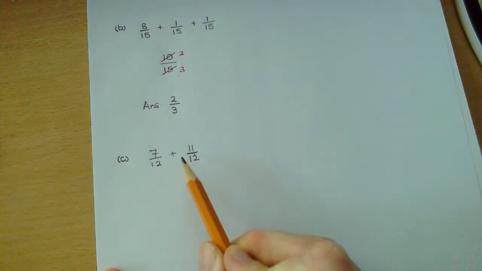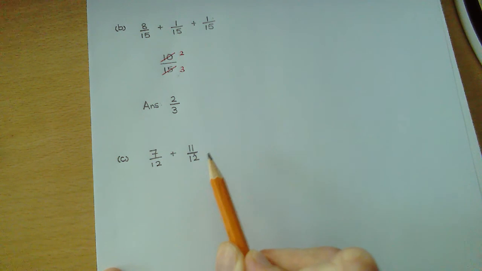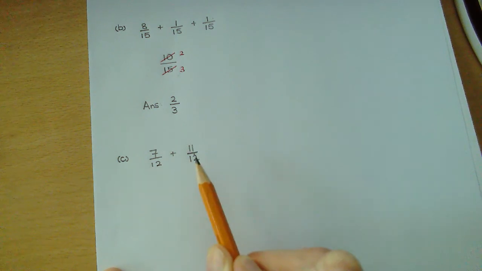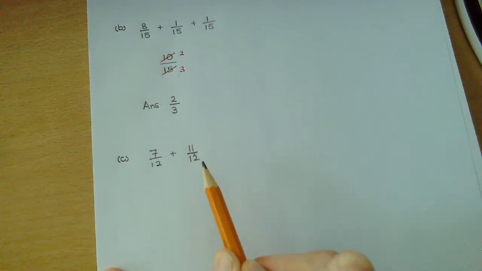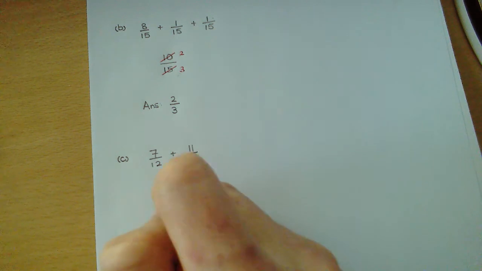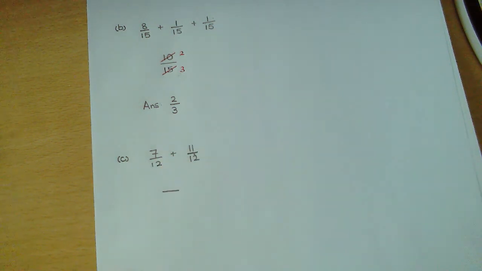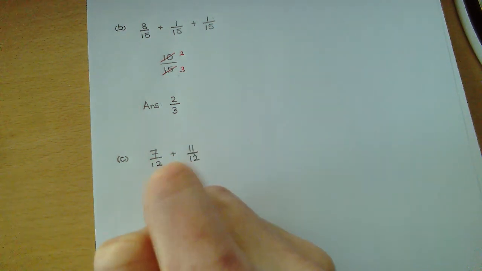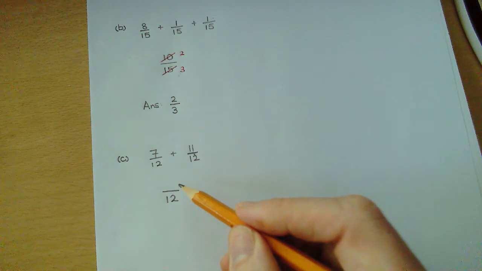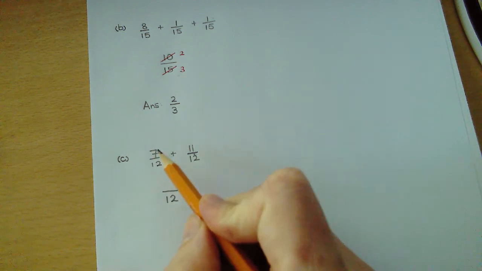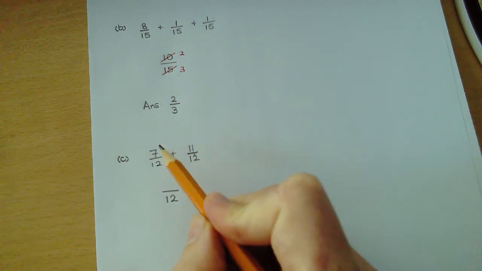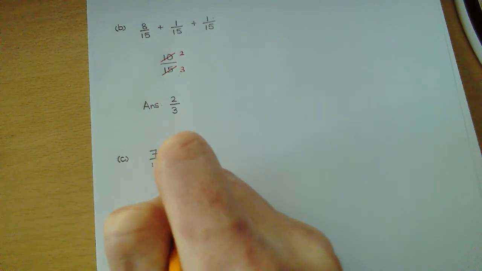Okay, part C. We're adding 7/12 and 11/12. We can add these because both denominators are the same. So therefore, in our answer, the denominator will also be 12. The numerator of our answer is found by adding the two separate numerators. So 7 plus 11 is going to give us 18.